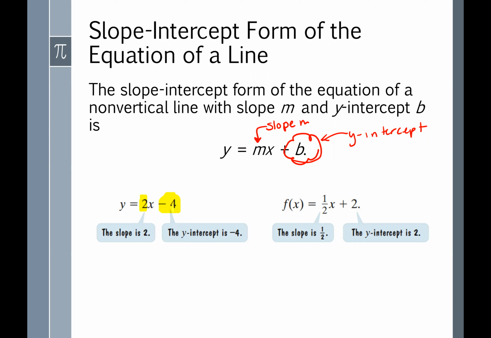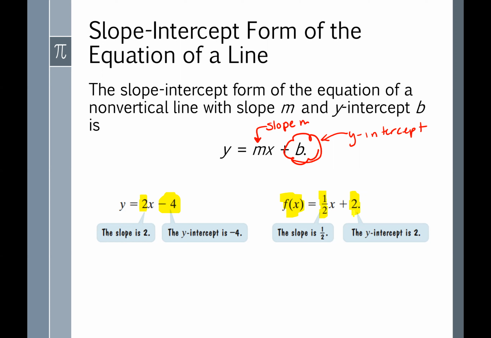And we can use this information to graph. And it's been my experience teaching college algebra for eons that this is the way most of you graph equations of lines. You use the slope and the y-intercept. Now, we can also write in terms of f of x. It is a function. It's a linear function. F of x and y represent the same thing. And the slope here would be 1/2, and the y-intercept would be 2.